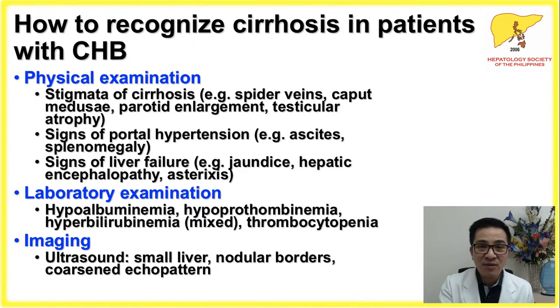It is of paramount importance to recognize cirrhosis among patients with chronic hepatitis B. Recognition of cirrhosis can be made by physical examination by looking for stigmata of chronic liver disease, signs of portal hypertension and liver failure. Low albumin, prolonged prothrombin time, elevated bilirubin, and low platelets are some of the laboratory findings consistent with cirrhosis. Imaging, particularly ultrasound, will show small and nodular liver with coarsened echo pattern.